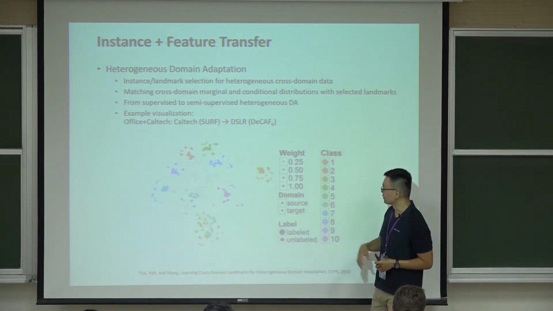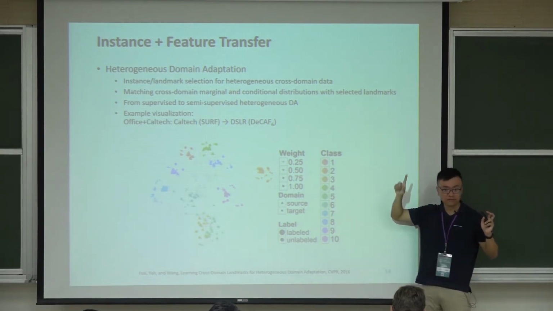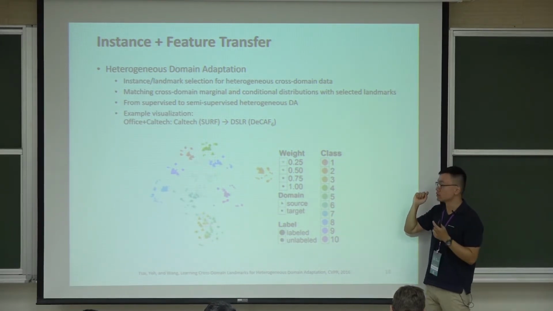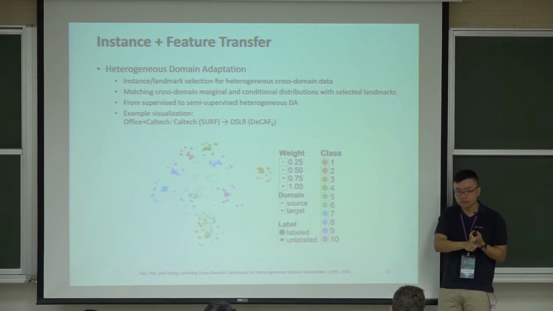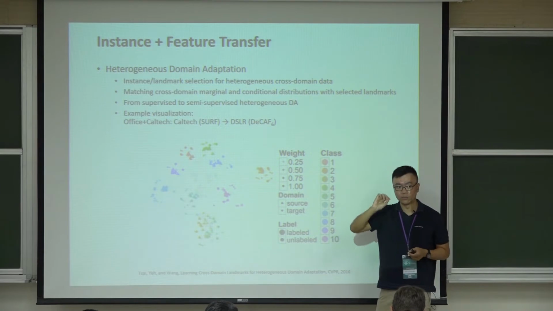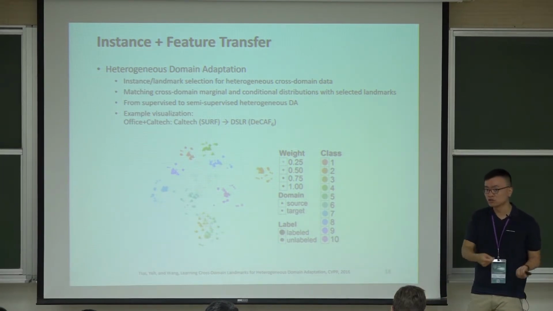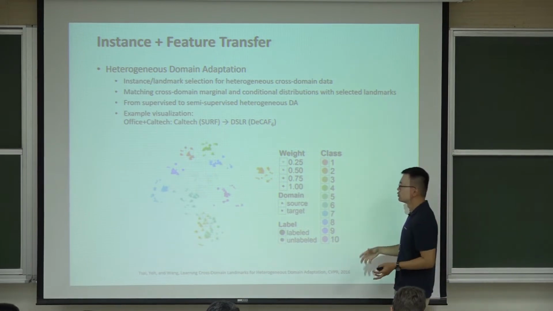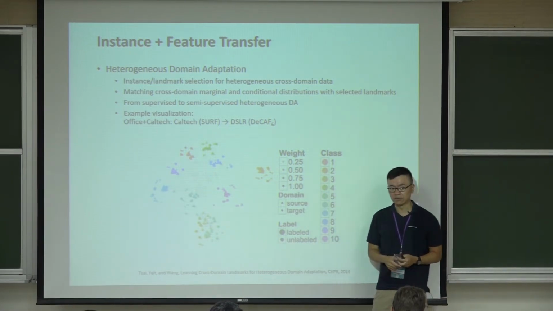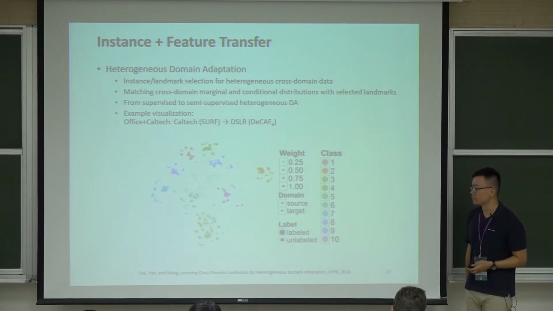Okay, and we didn't mention this reweighting, but I did highlight the instance transfer in the first solution, right? We can do that in a hard way or in a soft way. And in the soft way, we do assign weights to each source domain data to determine which of them should be transferred to the target domain and which of them should not be that important during this adaptation task. Okay, so this is the visualization.